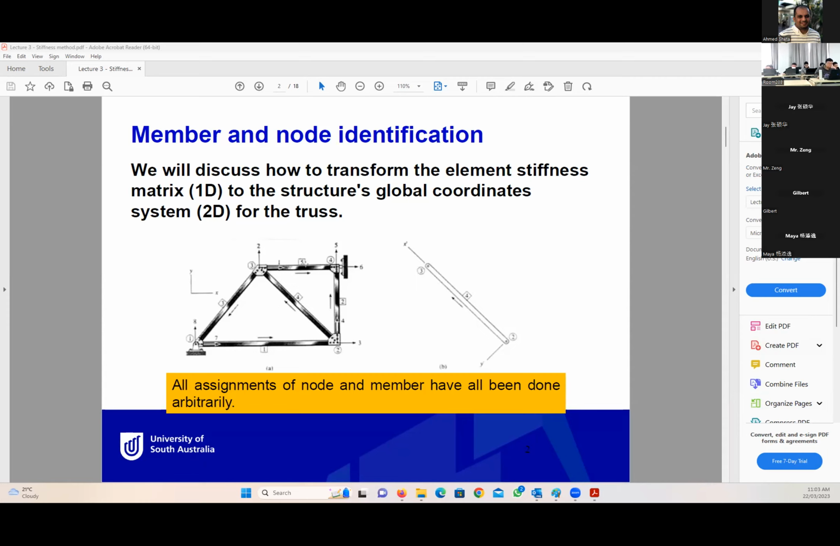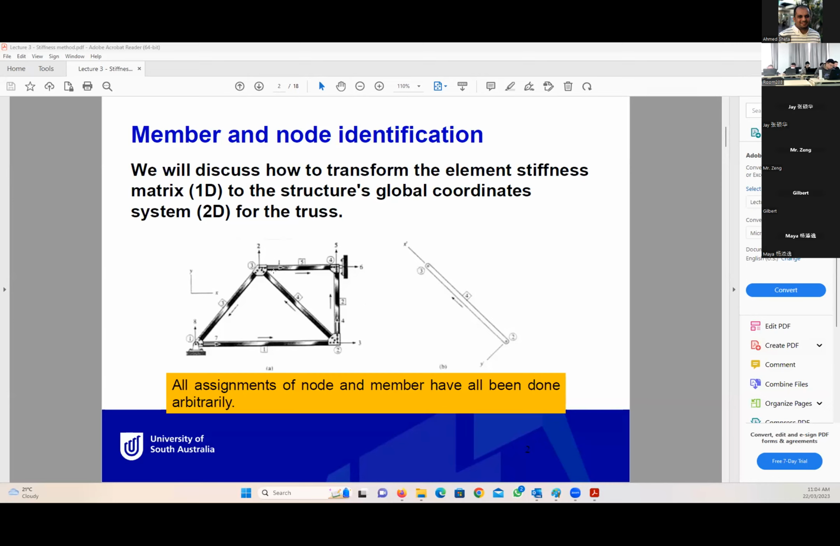The numbering of members is in a rectangular box, the numbering of nodes is in a circle, and you can see at each node we have 2 coordinates of displacement. Like node 1 we have 7 and 8, node 2 we have 3 and 4, node 3 we have 1 and 2, node 4 we have 5 and 6. Okay, what does this numbering mean?